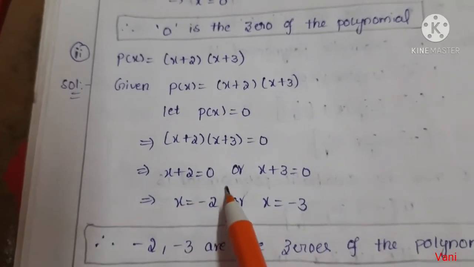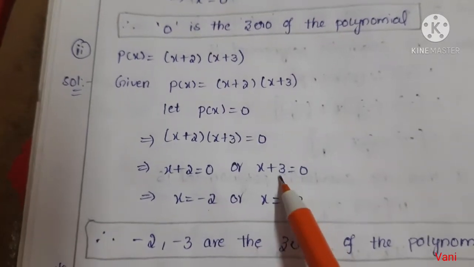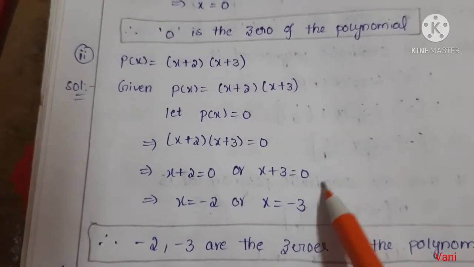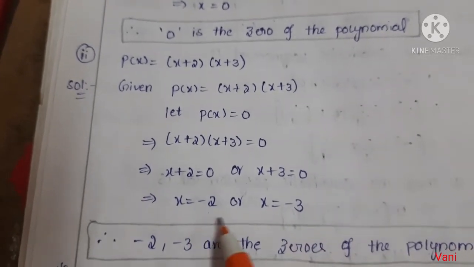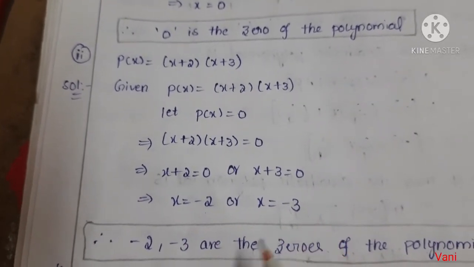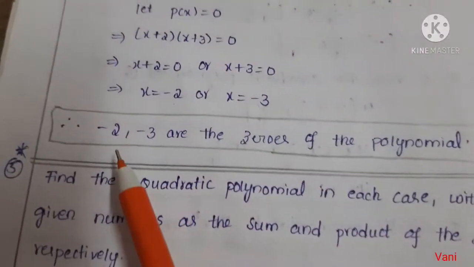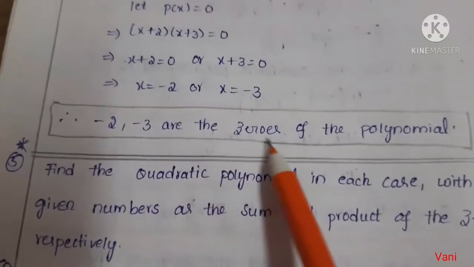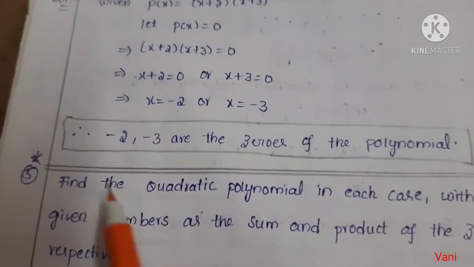So take plus 2 to the RHS side, you will get minus 2. So x value is minus 2. Now plus 3, if you take to the RHS side, you will get minus 3. So x value is minus 3. So the x values we got are minus 2 and minus 3. These are nothing but the zeros of the polynomial. So write as conclusion: minus 2 comma minus 3 are the zeros of the polynomial. Just keep the conclusion in your box.